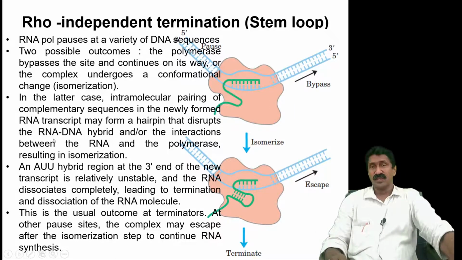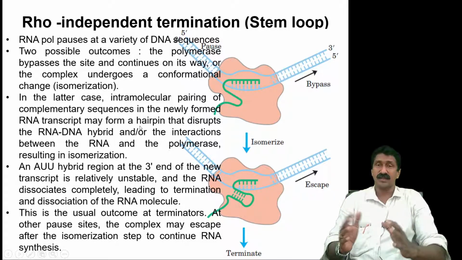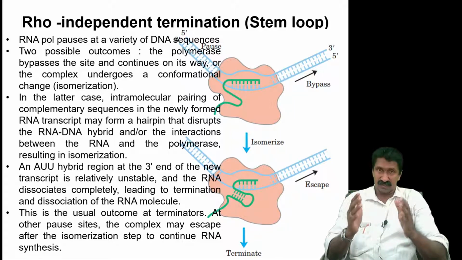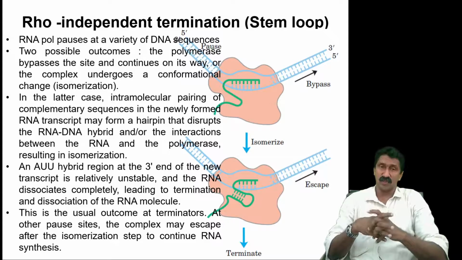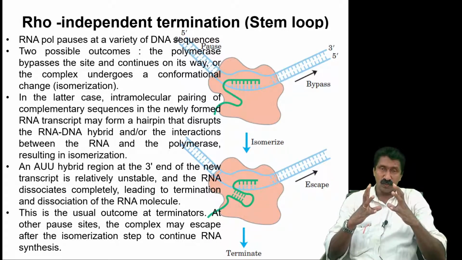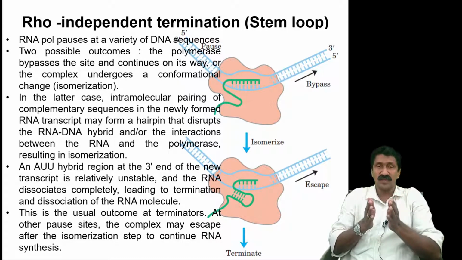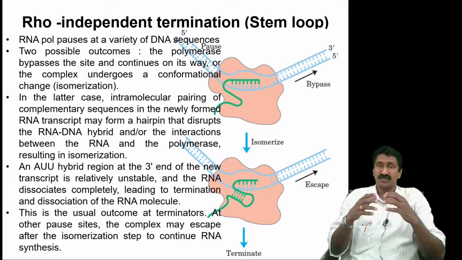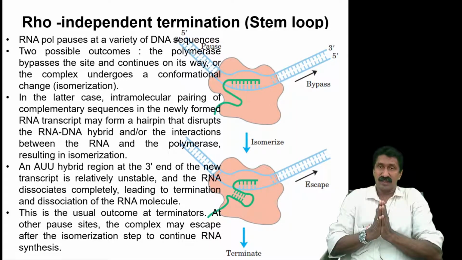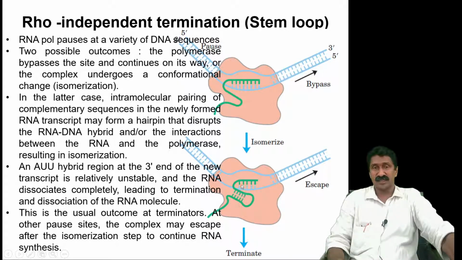So that's what happens. We can see that in the latter case, intramolecular pairing of the complementary sequences in the newly formed RNA transcript may form a hairpin that disrupts the RNA-DNA hybrid and the interactions between the RNA and the polymerase, resulting in the isomerization. So it actually forms a hairpin loop between sequences of the RNA itself. The newly synthesized RNA will have some self-complementary regions, and those regions will pair. In the RNA transcript shown here, you can see that the RNA forms base pairing between its own strands, where the self-complementary regions of the RNA are paired together, and there is a loop region where pairing is not there.